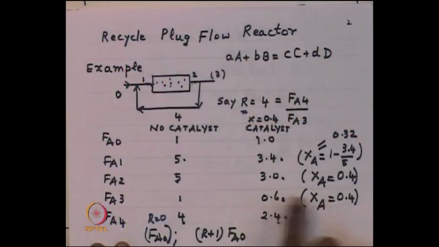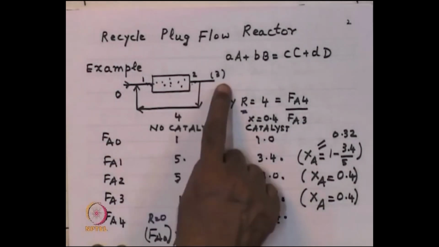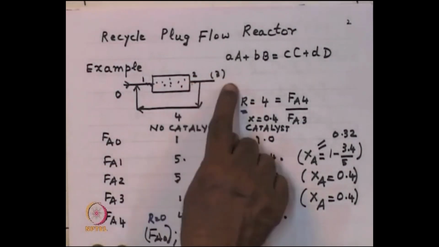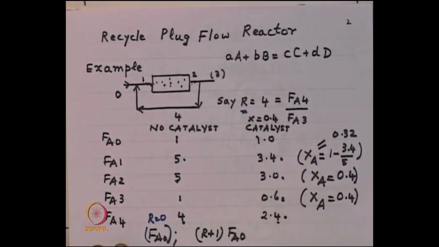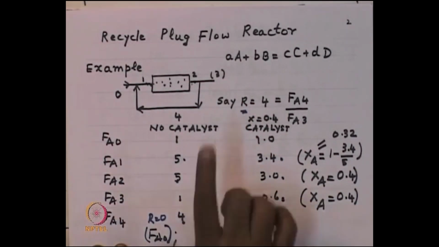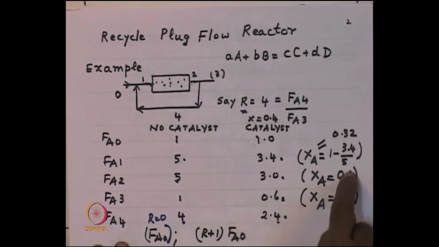Is that clear? The answer to your question is, we said between point 2 and point 3 we need consistency. That means the value of conversion at 2 and 3 should be the same, because only then, as you move from 2 to 3, the value of conversion does not change. That is the consistency we require in our choice of reference, and we said that the reference choice is (R plus 1) FA0. Only then we get this consistency.